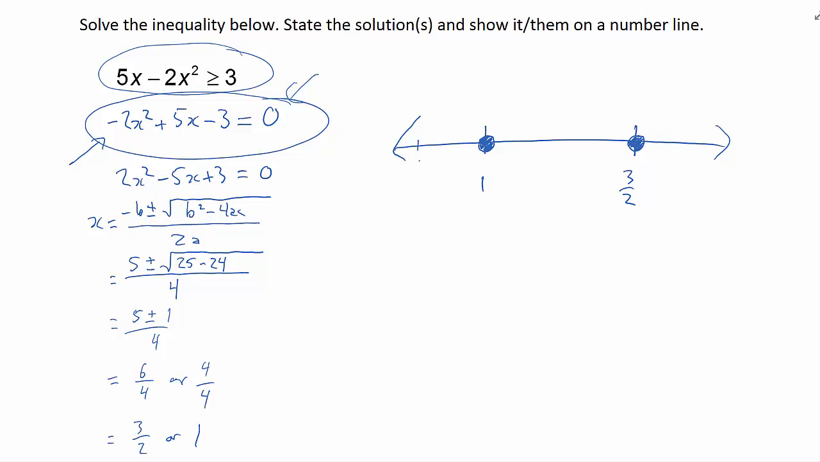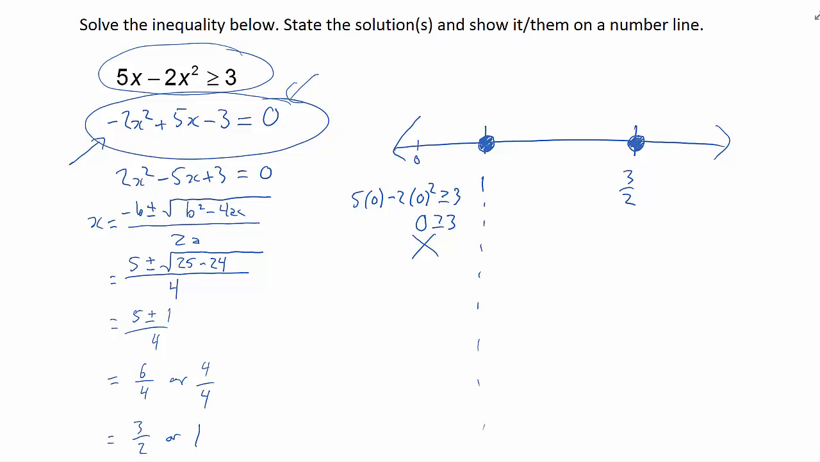So a good number over in this interval to test would be 0. So test the original inequality. 5 times 0 minus 2 times 0 squared greater than or equal to 3. 0 greater than or equal to 3. No, this is not part of the solution. I'm pretty sure now that this middle region will be the solution, but let's just test it out.